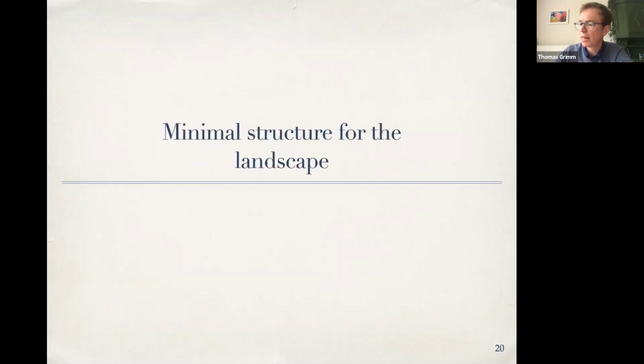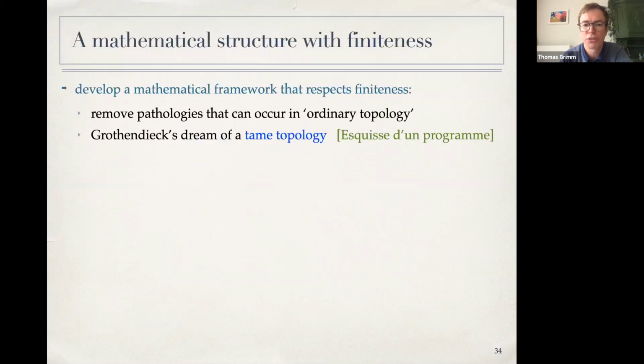Now I mentioned a couple of times that this uses this tame topology, o-minimal structure. And so I should tell you, in the last, I think I have something like 7-8 minutes, I want to tell you a little bit about the o-minimal structure of the landscape. So if you are not interested in flux compactification, then you should wake up now. What is the mathematical structure behind this? Well, it's the idea of developing a mathematical framework which somehow respects finiteness properties, and it also removes pathologies which occur in an ordinary topology.